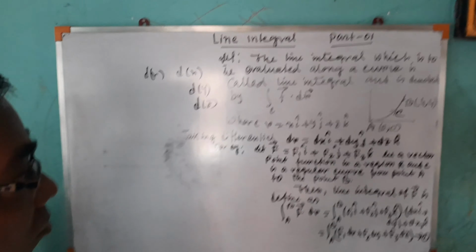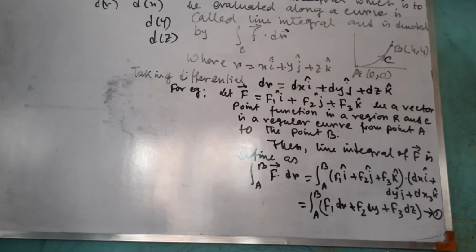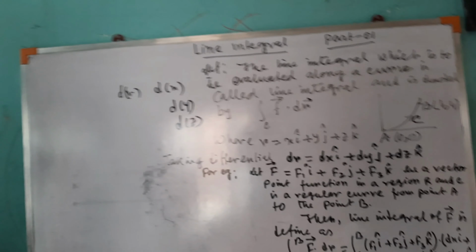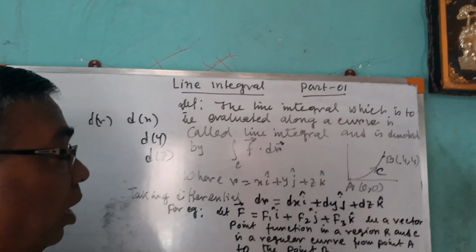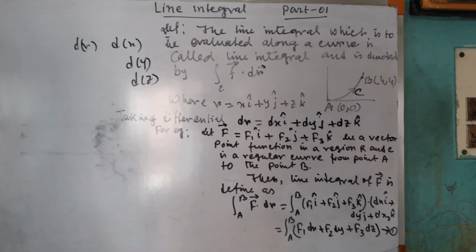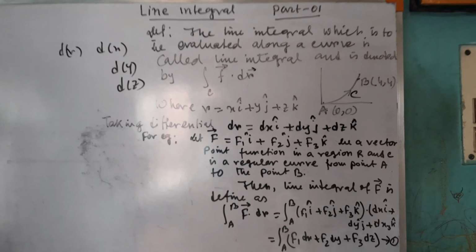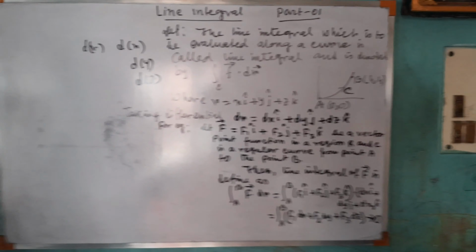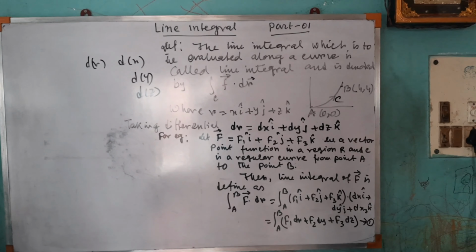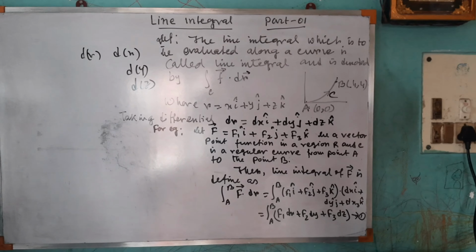Equation 1, the line integral, gives the total work done by the force F along A to B. This is called the total work done by the force along the curve from A to B. Line integral, I already told, is always in one variable.